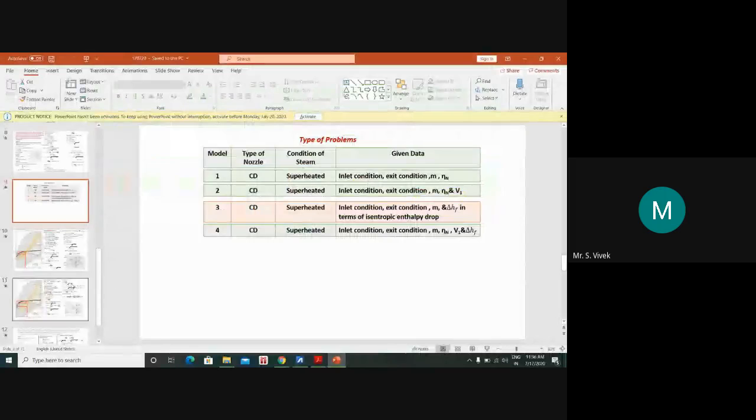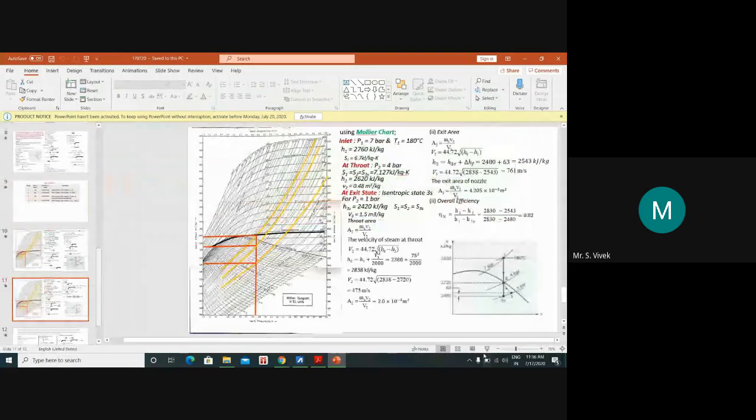So here it is. This is the problem, right? A convergent divergent nozzle is required to discharge 2 kg of steam per second. 2 kg of steam per second means that is mass flow rate. The nozzle is supplied with steam at 7 bar and 180 degrees Celsius. That is inlet pressure P1 and T1.